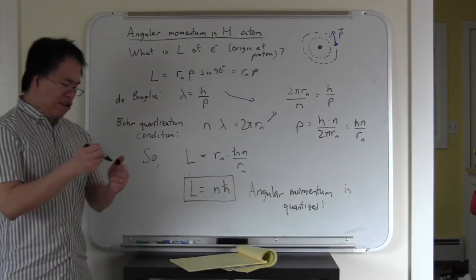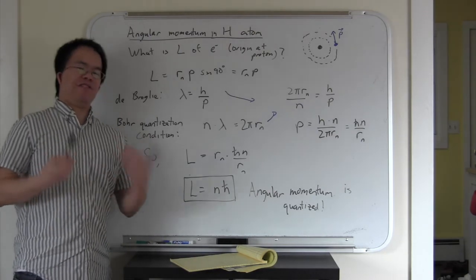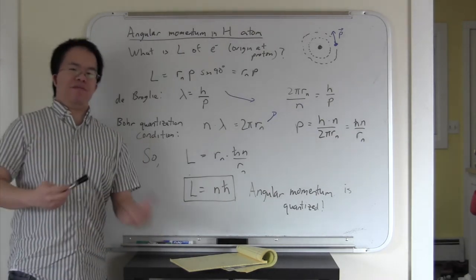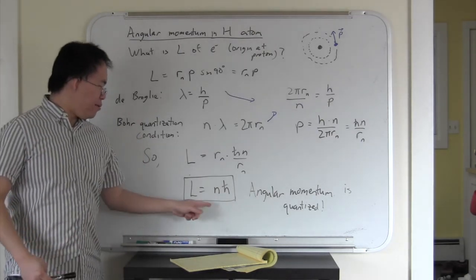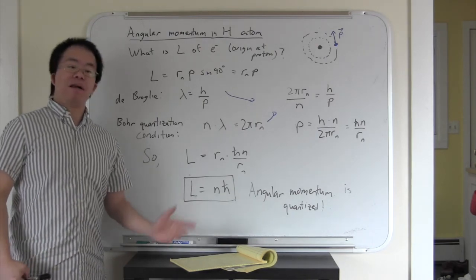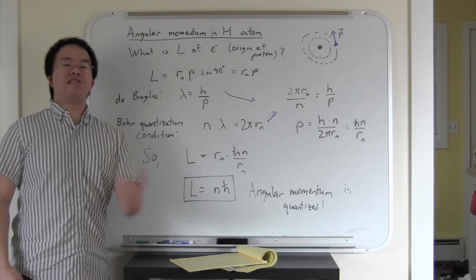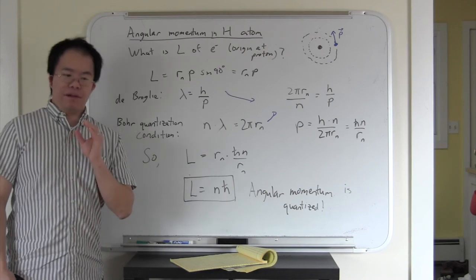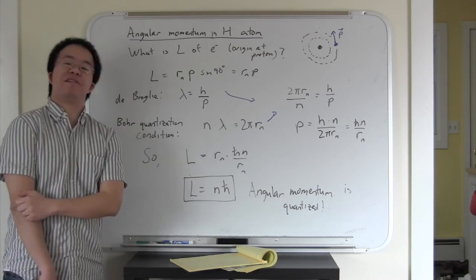So even though there's much about the Bohr atom that is not physically correct, electrons don't live in fixed orbits, this result that L is quantized turns out to be one that still carries over in the quantum mechanical treatment of hydrogen.